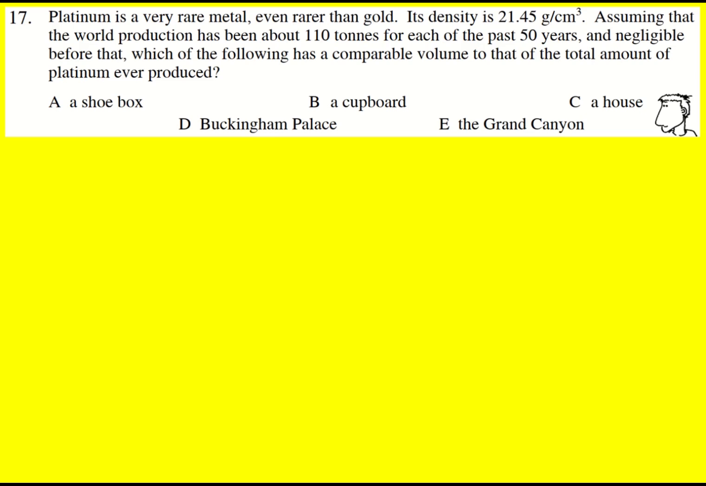Platinum, a very, very rare metal, has a density of 21.45. Now, density is mass over volume. Then assuming that the world production's been about 110 tons for each of the past 50 years, and negligible before that, which of the following has a comparable volume to that of the total amount of platinum ever produced? So we want to get the volume, and then we can rearrange this equation to get mass over density.